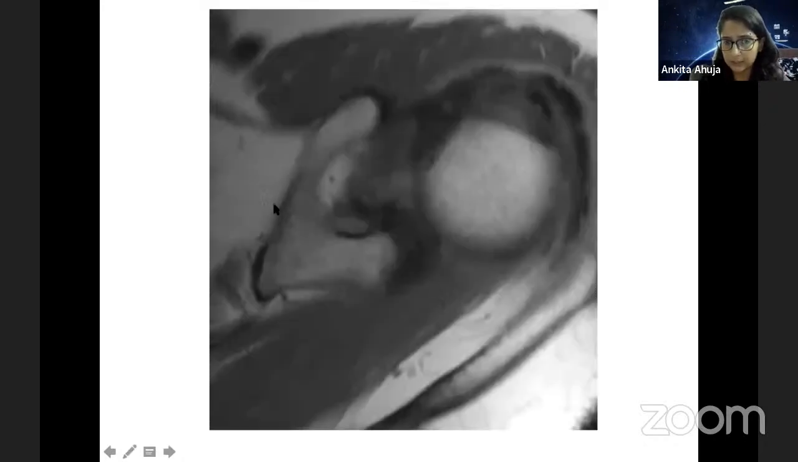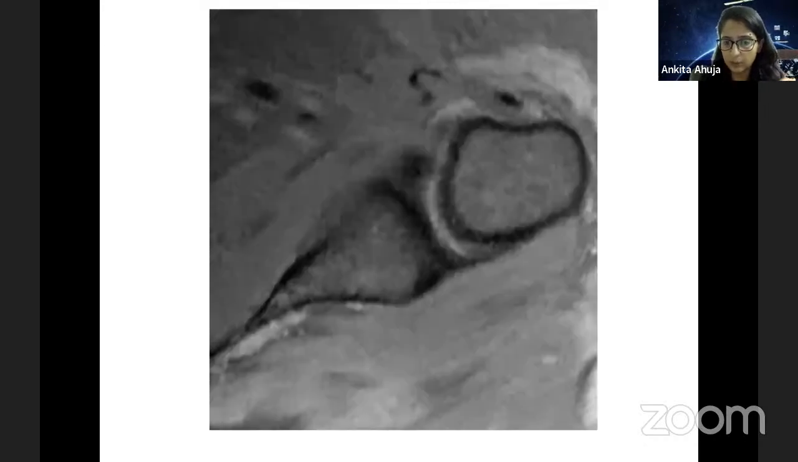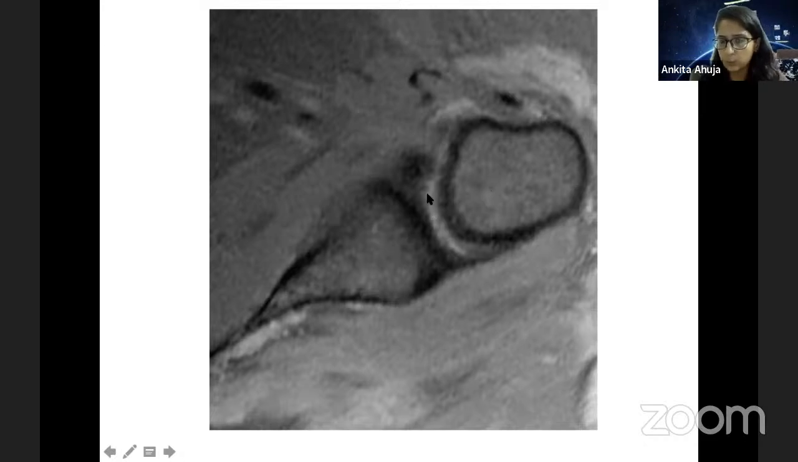If you look at it, there is subcutaneous fat, which is bright. Whenever the subcutaneous fat is bright, it would be a PD weighted image. And when the subcutaneous fat is dark, your fat is suppressed, so it looks dark. So this would be a PD fat suppressed image. And similarly, if you look at the bones, in this the bones are dark. So this is your PD fat suppressed image.